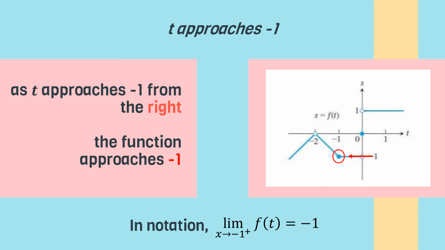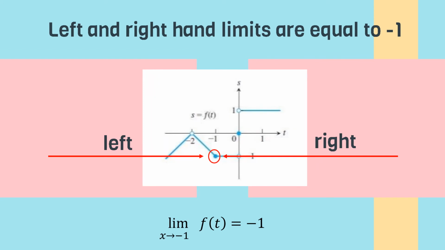We have the same case as the previous one, where both the left and right hand limits approach the same number. Therefore, we can say that the left and right hand limits are equal to negative 1, and that the limit of f of t as t approaches negative 1 is equal to negative 1.